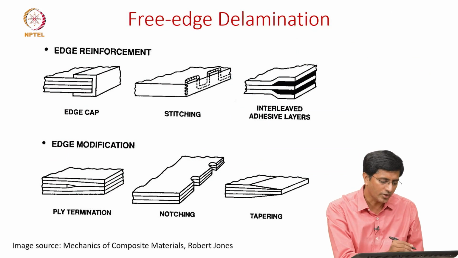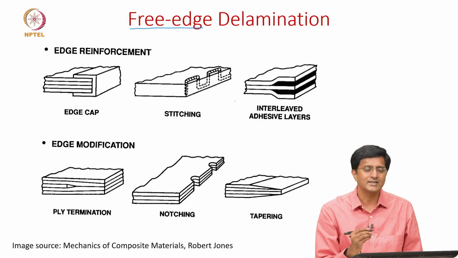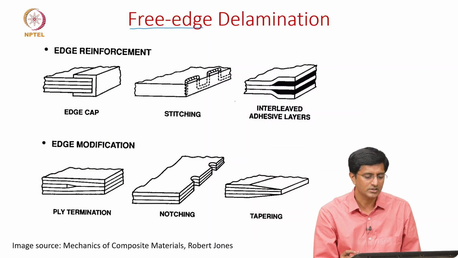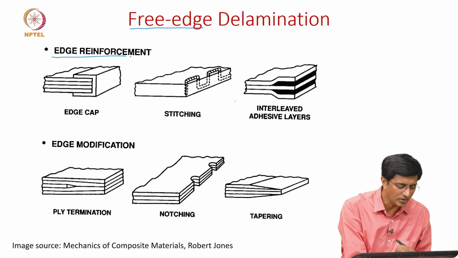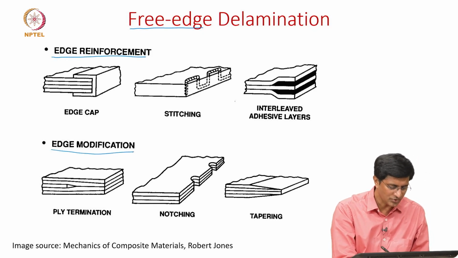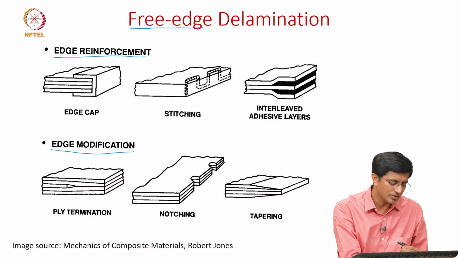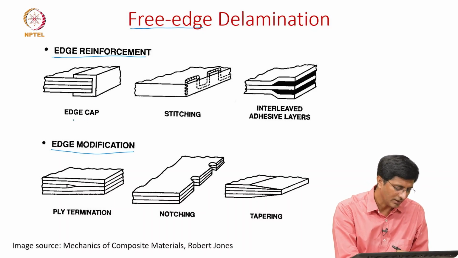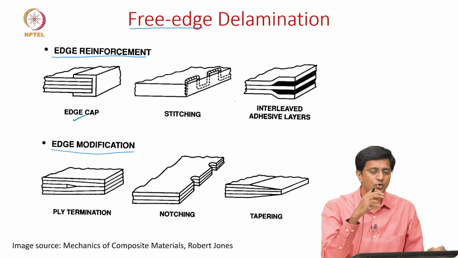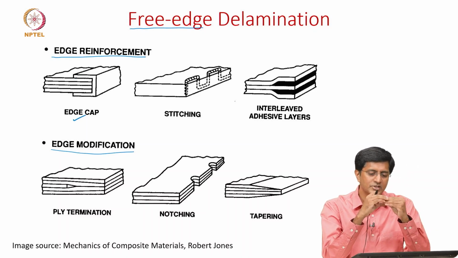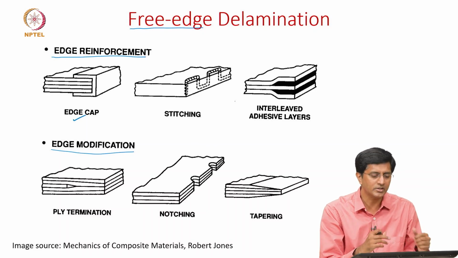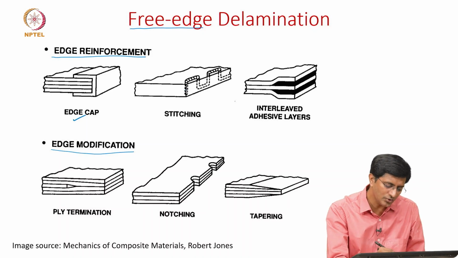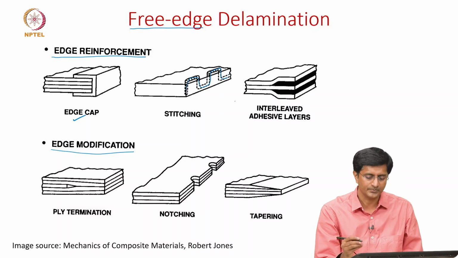Lastly, we will also talk about free edge delamination and see what are the ways one can avoid these delaminations. So there are two strategies. One, either you do an edge reinforcement or do an edge modification. So in the edge reinforcement, we are discussing about an edge cap, meaning at the edge you put a reinforcement which, like a staple, holds all the layers together, basically to prevent the free edge delamination. Or the other way is you basically stitch all these layers using a rope or something.